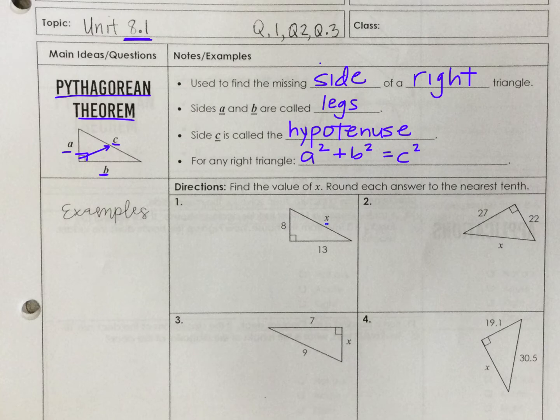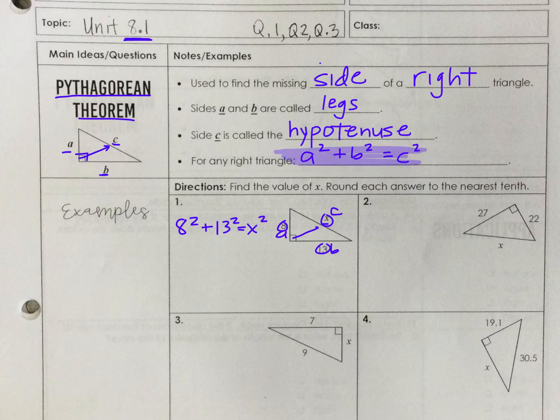So if I have x right here, that's across from the right angle. That's going to be my c. I'm just going to make that one a and that one b. So that means 8 squared plus 13 squared is going to equal x squared. I just plug these in to the formula up here.